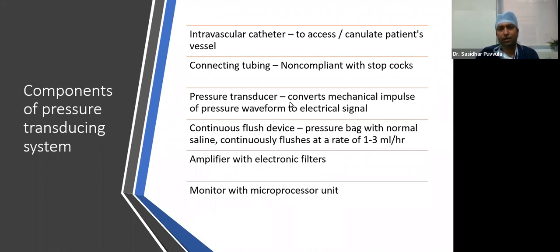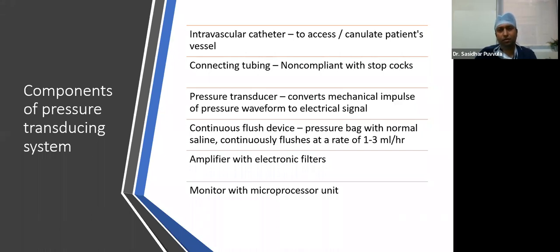Coming to the intravascular catheters, there are various types of intravascular catheters which we use for monitoring hemodynamic parameters in a patient in ICU. For arterial waveform monitoring or invasive arterial blood pressure monitoring, the most common sites preferred are your radial artery, femoral artery. In some rare circumstances, we can also use dorsalis pedis.